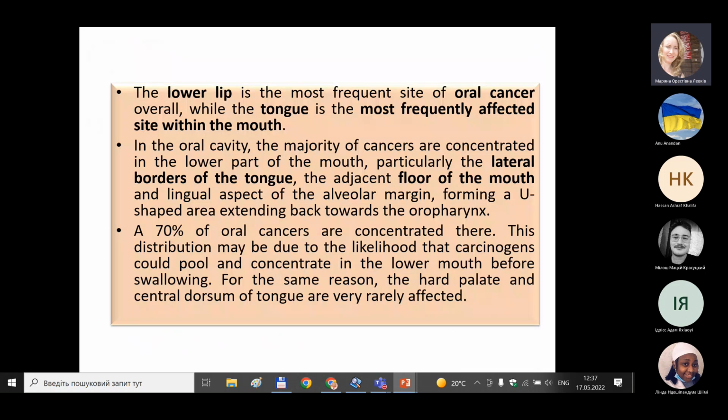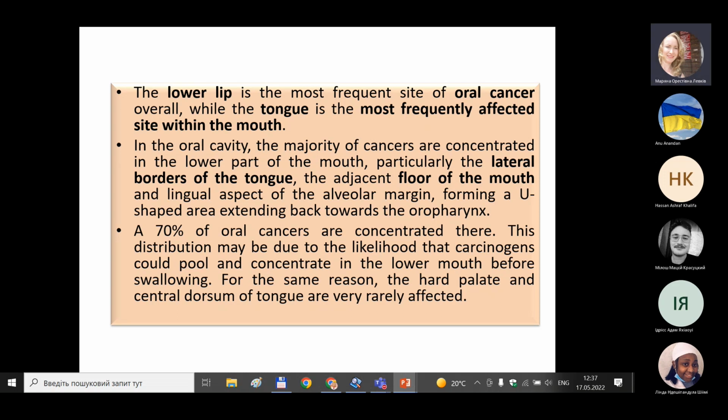The lower lip is the most frequent site of oral cancer overall, while the tongue is the most frequently affected site within the mouth. In the oral cavity, the majority of cancers are concentrated in the lower part of the mouth, particularly the lateral borders of the tongue, the adjacent floor of the mouth and the lingual aspect of the alveolar margin, forming a U-shaped area extending back towards the oropharynx. 70% of oral cancers are concentrated there.